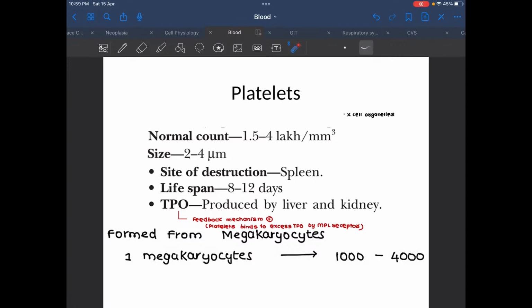So what about the platelets? Platelets are first of all 2 to 4 microns, very small, and their normal count is 1.5 to 4 lakh per microliter or mm cube. They do not have any cell organelles. And the site of destruction for the platelets is mainly in the spleen. The lifespan is about 8 to 12 days, mean about 10 days. And what is it responsible for? It's regulated by TPO, which is synthesized by the liver and the kidney. That's thrombopoietin.